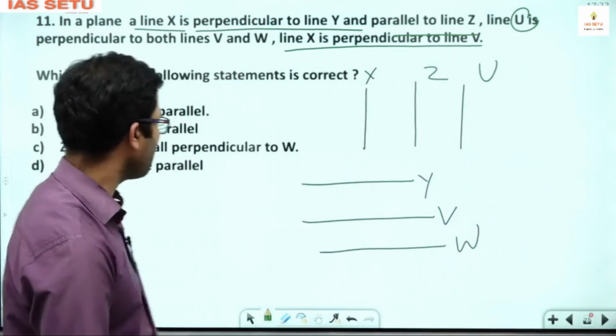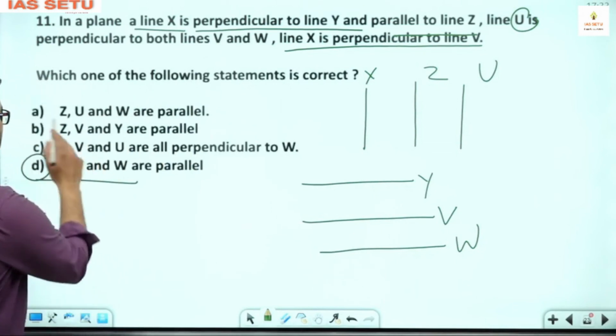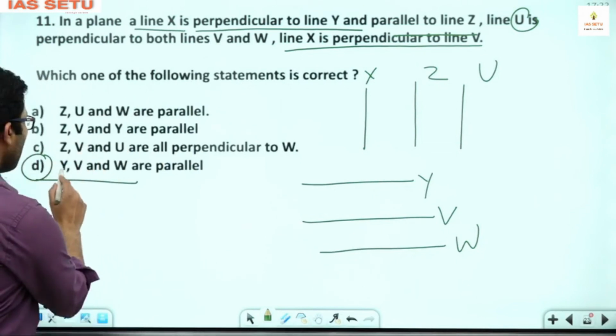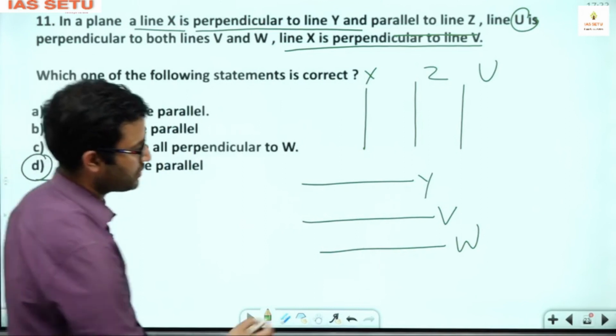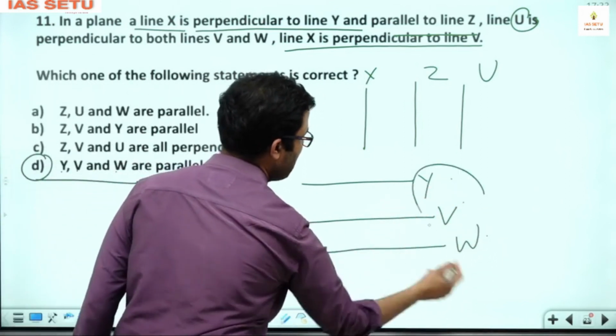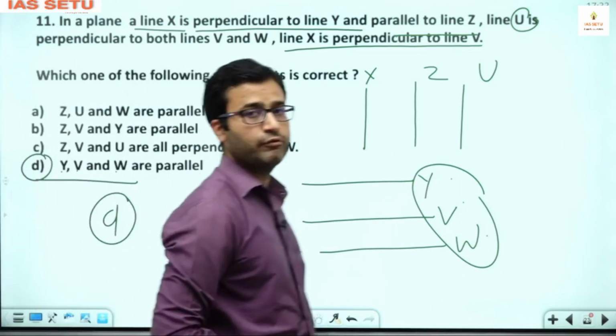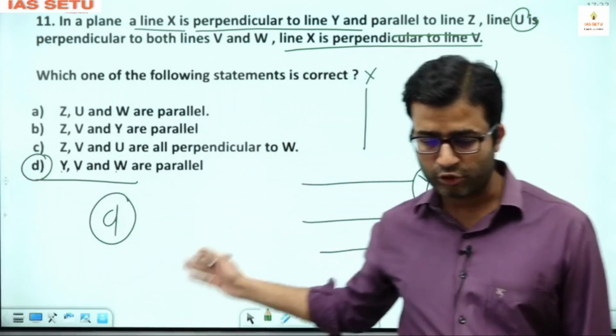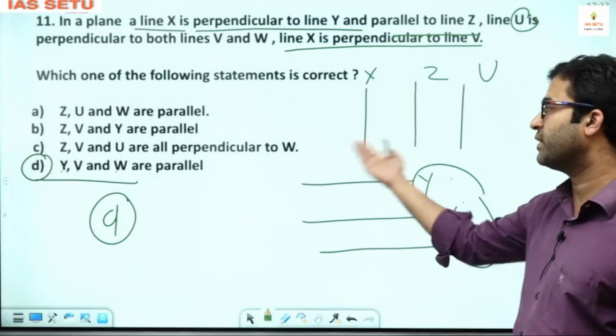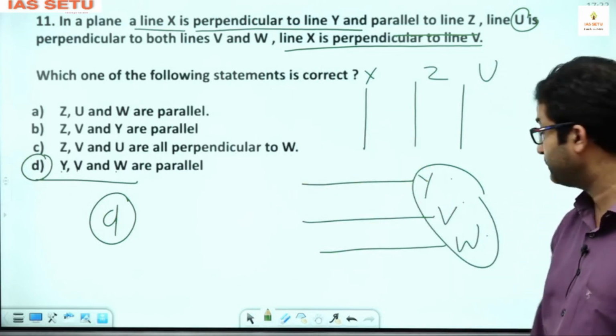Okay. I know the answer, so I start with D itself. You can check A, B, C. Here Y, V, W are parallel. Yes, Y, V, W are parallel, for sure. Question number 11, the answer is D, Y, V, W are parallel. You have to draw these lines, follow the statements and you get your answer.